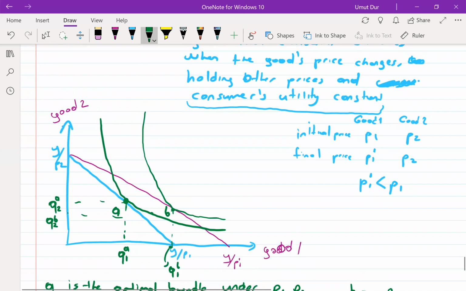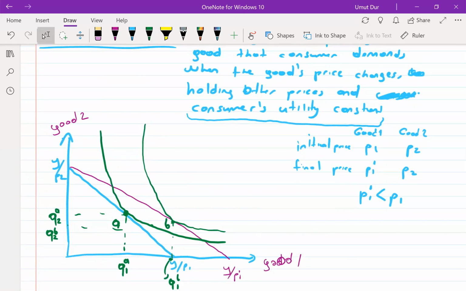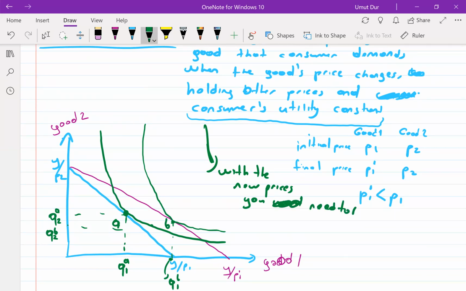But if you would like to look at the substitution effect, what it tells us is that you need to keep the ratio of the prices the same, okay, the new prices, but with the new prices, you want to be on the old indifference curve, okay? With the new prices, you want, or you need to be on the initial indifference curve.